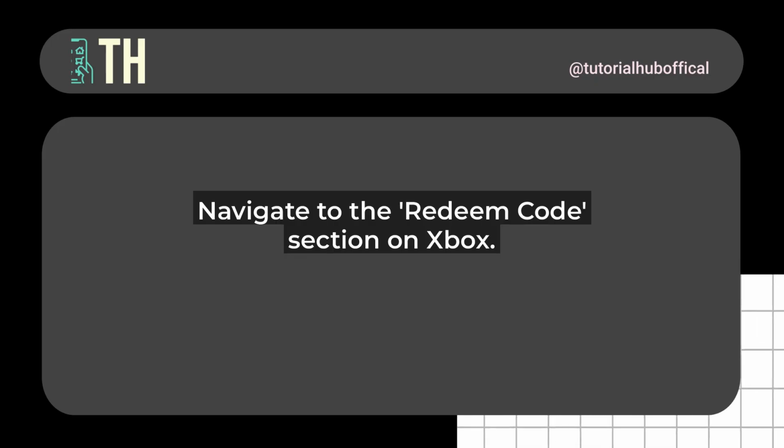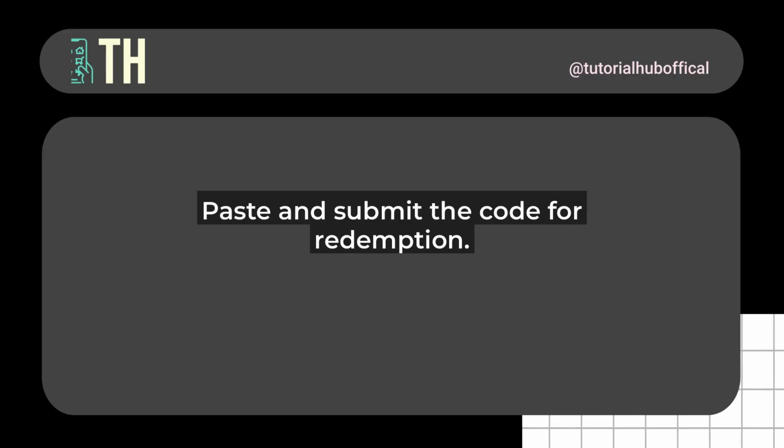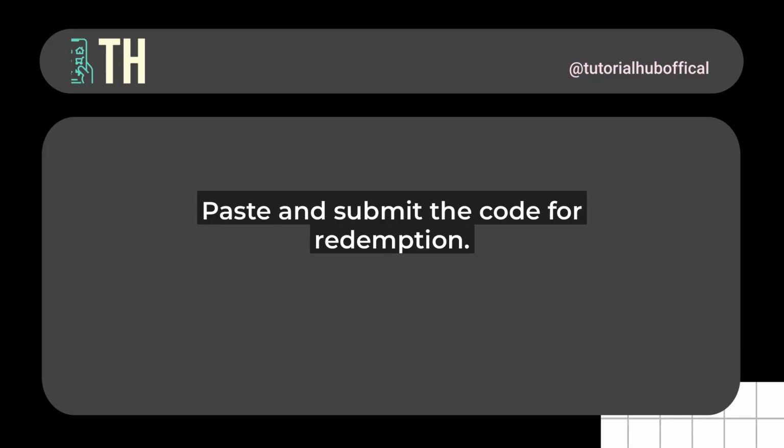Now, for the main event, look for the Redeem Code option. On the website, it's usually under the Account or Redeem tab. Paste your code into the box that appears, then hit Enter or click Redeem. Xbox will process it quickly, and if everything's good, you'll see a confirmation message.